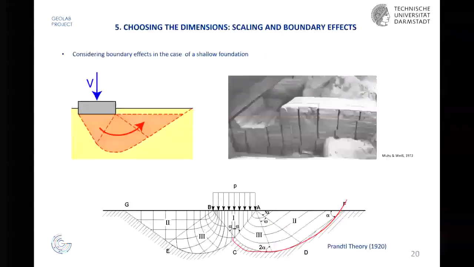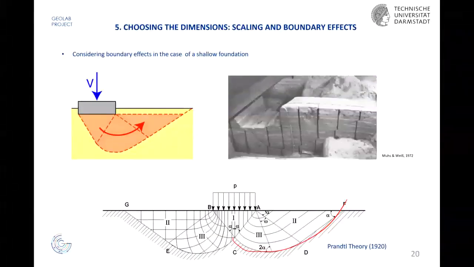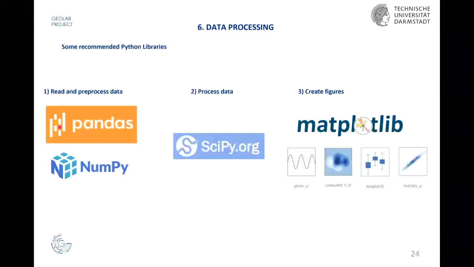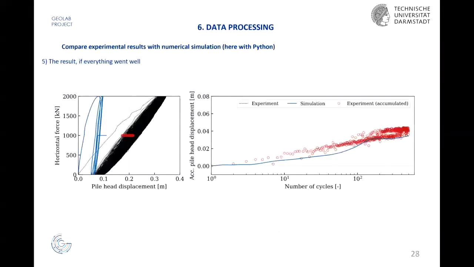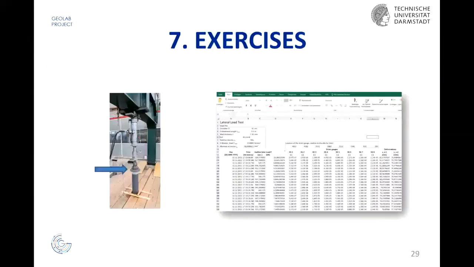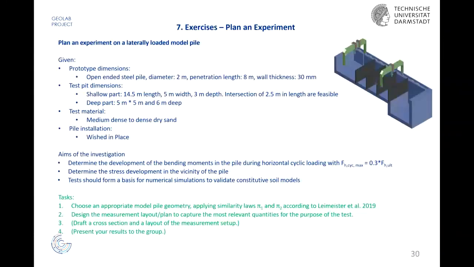Okay, so I suggest we do a first small exercise here. I skipped the data processing, and we're going to speak about that later. Here we have it. So this is your exercise. We have a prototype: a pile that has a diameter of 2 meters, a penetration length of 8 meters, and a wall thickness of 30 millimeters.